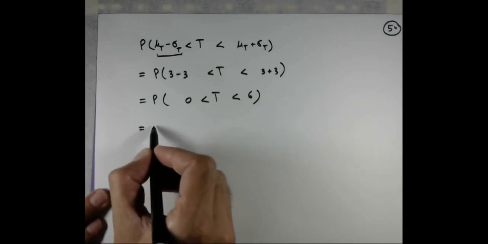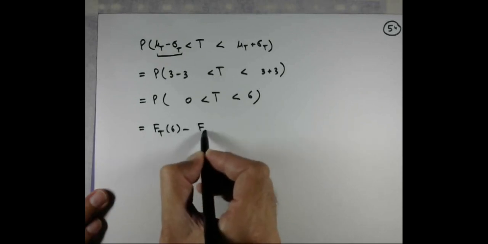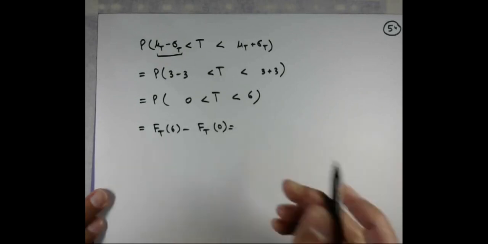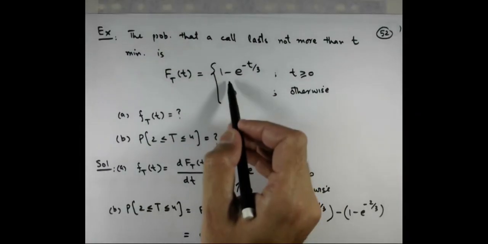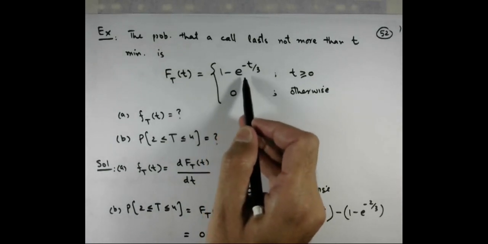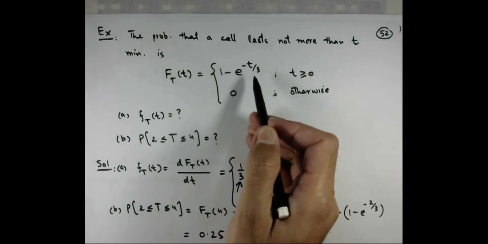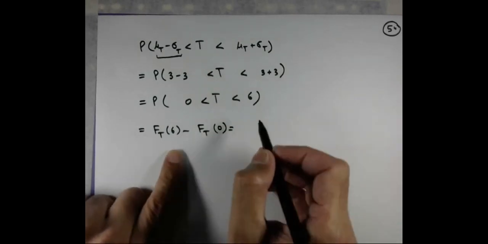So now this is simple. It is simply F sub T at 6 minus F sub T at 0, and you already know the expression for the CDF. So you put t is equal to 6 in this expression, minus put t is equal to 0 in this expression, and you will find this particular probability.